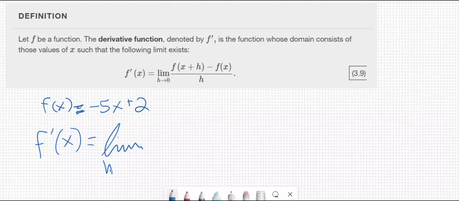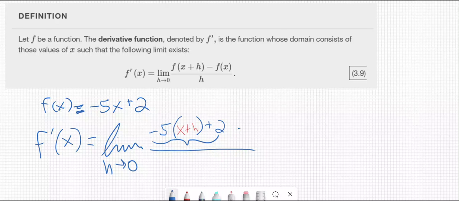So we want the limit as h goes to 0 of f of x plus h. So notice for functions, right, that means where there used to be an x, put an x plus h. If our function is negative 5 times something plus 2, then we're putting x plus h in there for our something. So there's f of x plus h, right, what the function looks like when you plug in x plus h, minus the original function. Be careful, you're subtracting the whole thing. So if you have more than one term, that means parentheses. So we have f of x plus h minus f of x, all over h.